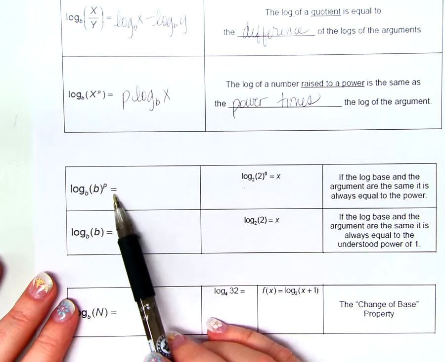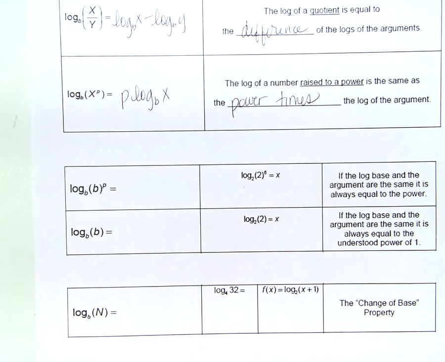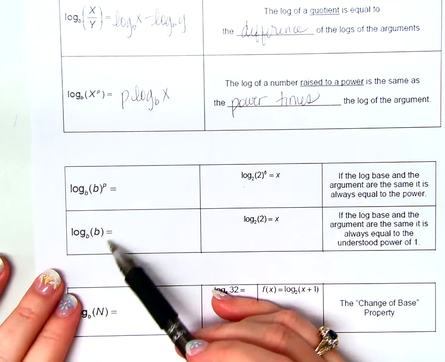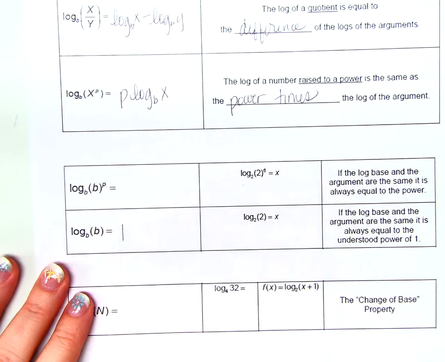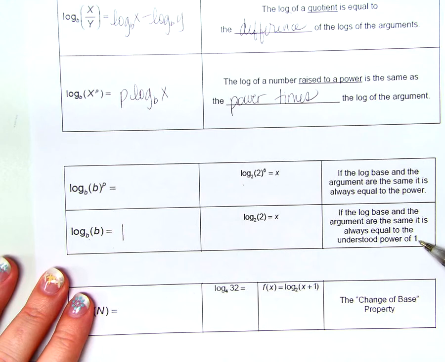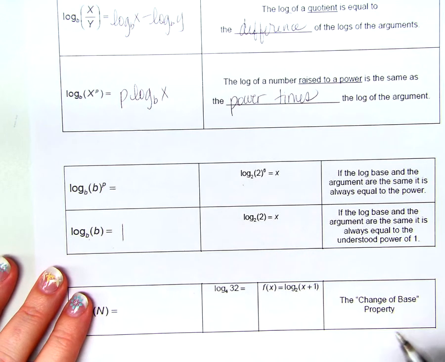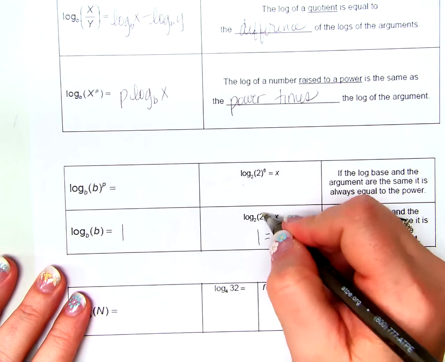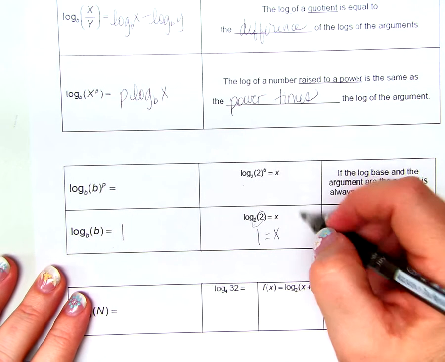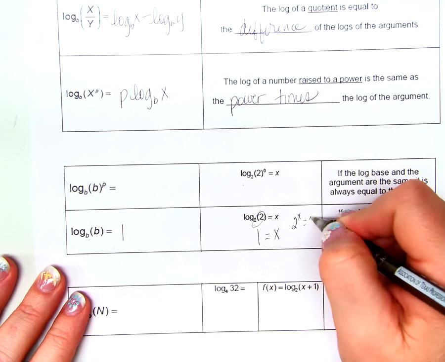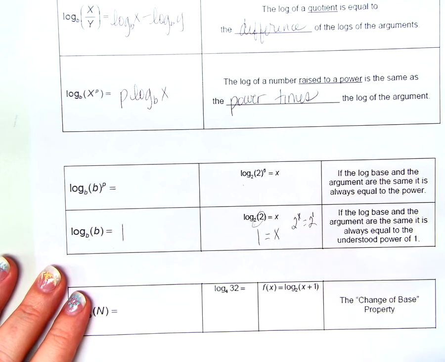Okay, what about these two? What does this equal? Maybe you remember this one better. What's log base b of b equal? 1. When the base and the argument are the same, it is always equal to the understood power of 1. So this would be 1, because the base and the argument are the same. Plus, if we put it in exponential form, it would be 2 to the x power equals 2, so x has to be 1, right?